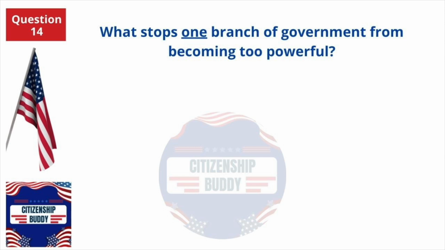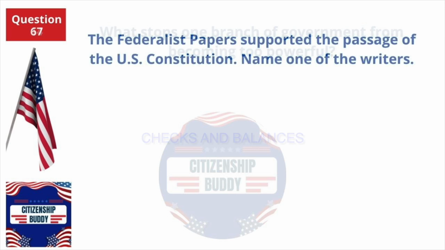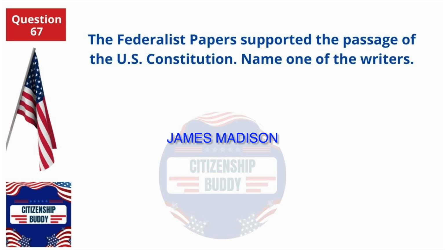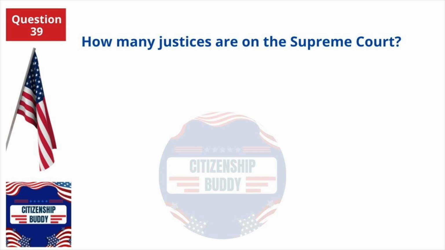What stops one branch of government from becoming too powerful? Checks and balances. The Federalist Papers supported the passage of the U.S. Constitution. Name one of the writers. James Madison. How many justices are on the Supreme Court? 9.